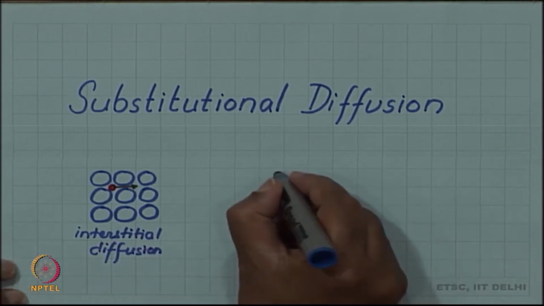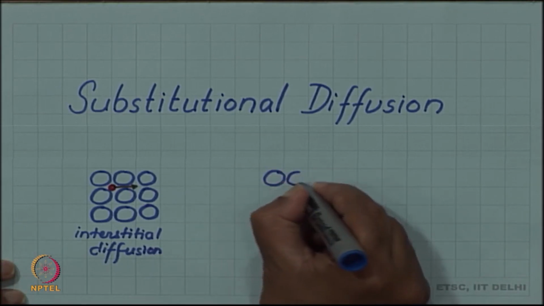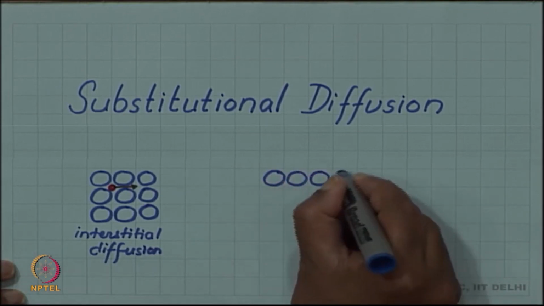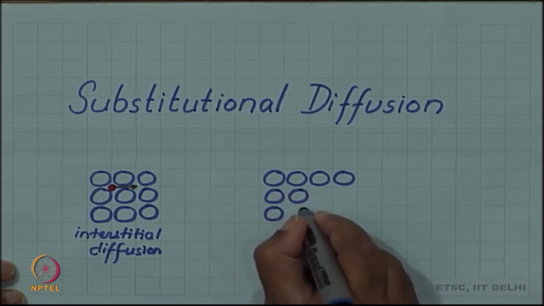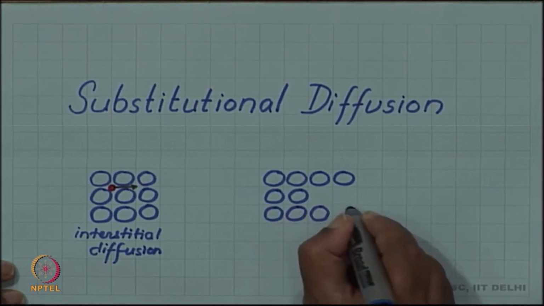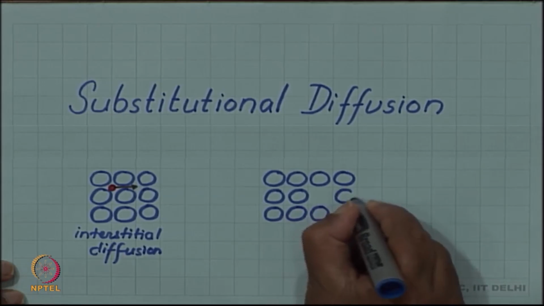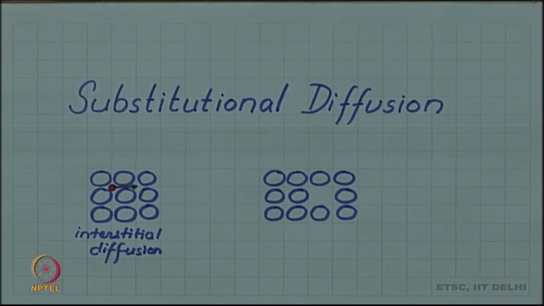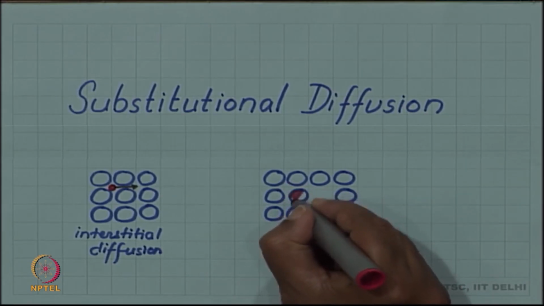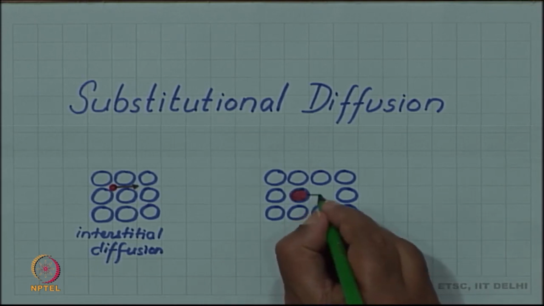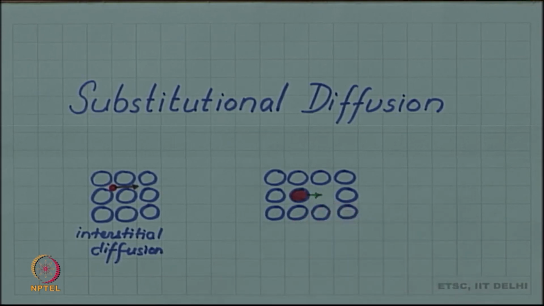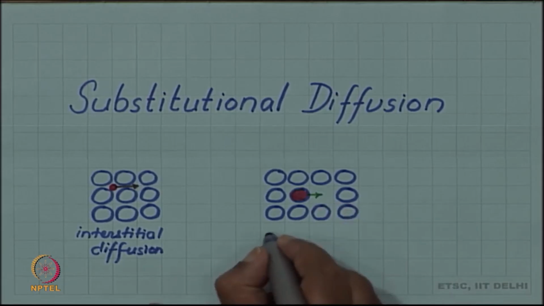And we also saw that substitutional diffusion is aided by vacancy. So, if there is a substitutional solute atom, it can move in the lattice only if there is a neighboring vacancy. So, substitutional diffusion is vacancy assisted.